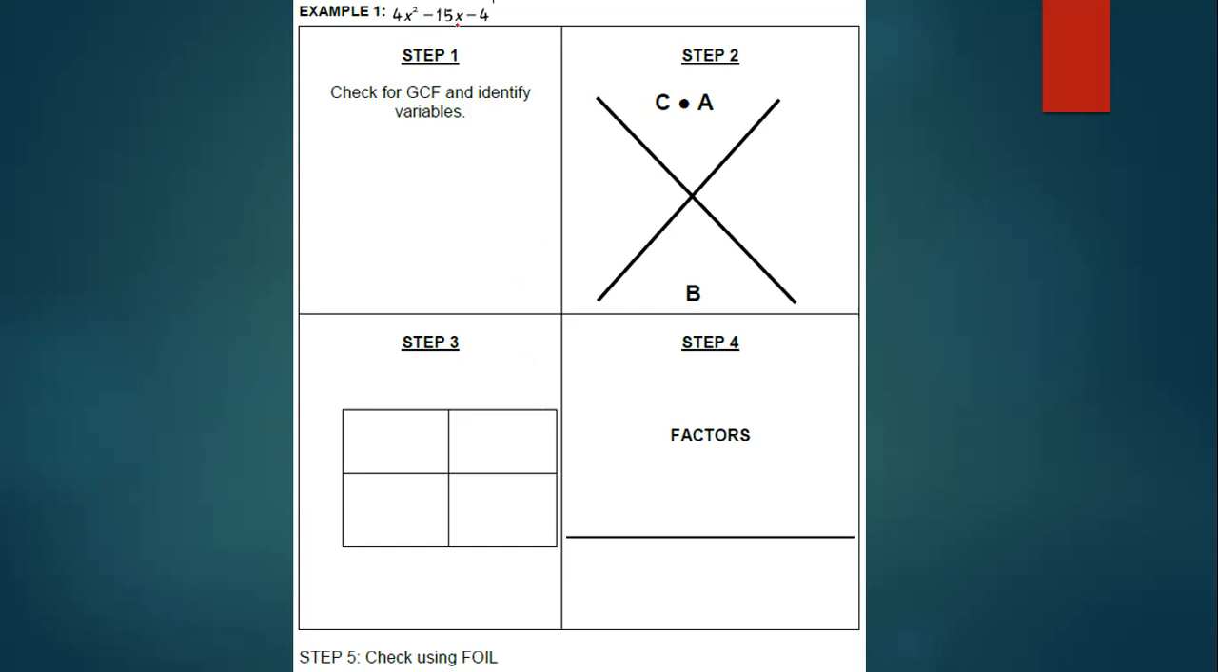So here we go. 4x squared minus 15x minus 4 is our problem, correct? And step 1 of Xbox, you're going to check for GCF. If I look at 4x squared minus 15x minus 4, is there a GCF? No. So check. Next, you're going to identify your variables. Your A equals 4x squared. Your A term is always the one with your x squared. Your B equals negative 15x. Your B is always the term with your x. And your C equals negative 4. Your C is your constant. It's your term without a variable. Agree?